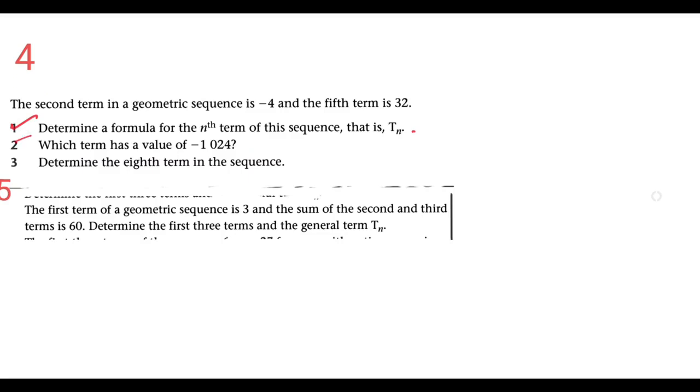Now the question says which term has a value of -1024. Set up the equation. Use the formula found in question number 1 and set Tn equal to -1024. So -1024 is going to be equal to the nth term. We have 2 multiplied by -2 to the power n minus 1. So we need to solve for n here now.